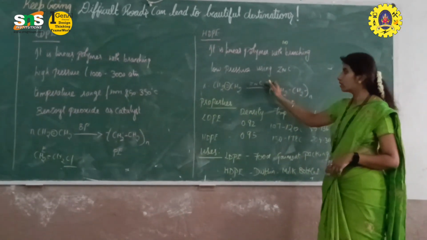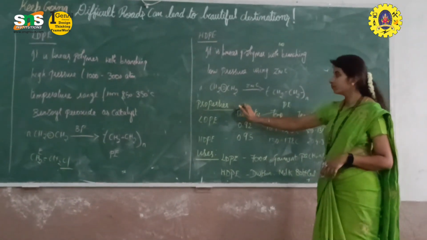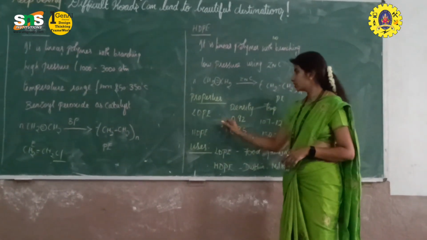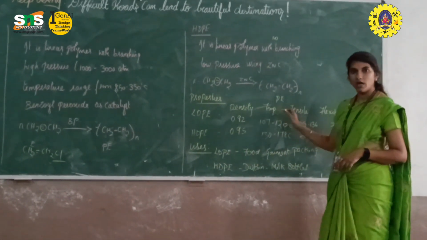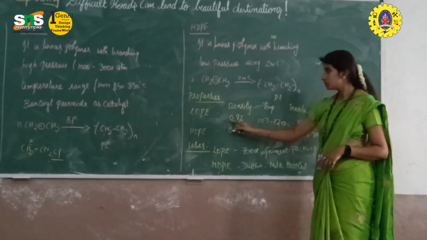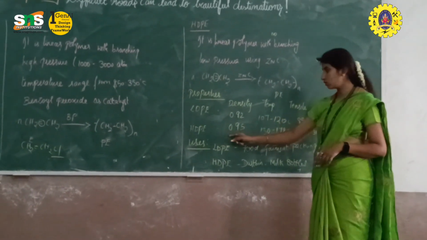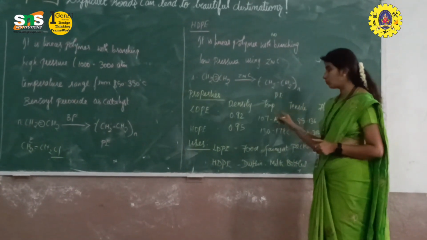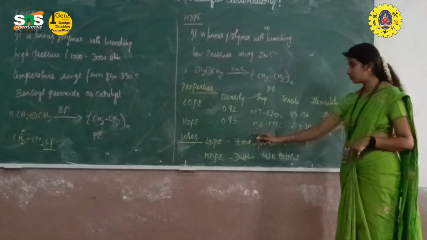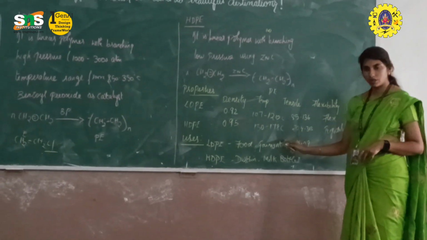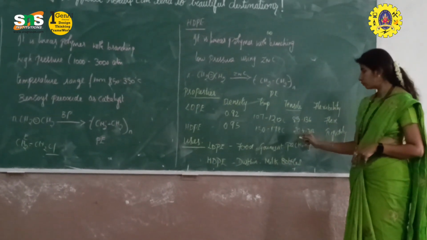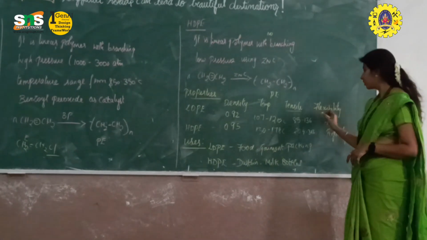So the properties of polyethylene, for low density polyethylene and high density polyethylene, include density, temperature, tensile strength and flexibility. The low density is 0.92 and the high density is 0.95, and the temperature ranges from 107 to 120 degrees Celsius for LDPE and from 130 to 178 degrees Celsius for HDPE, and the tensile strength is 85 to 136, 104 to 318 degrees Celsius.